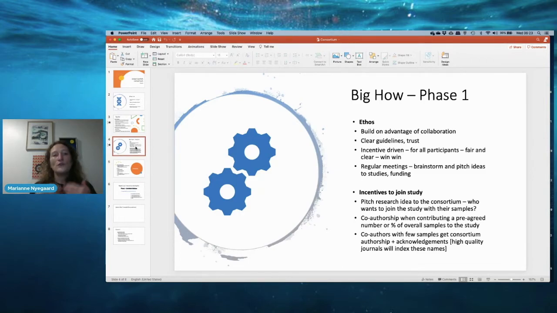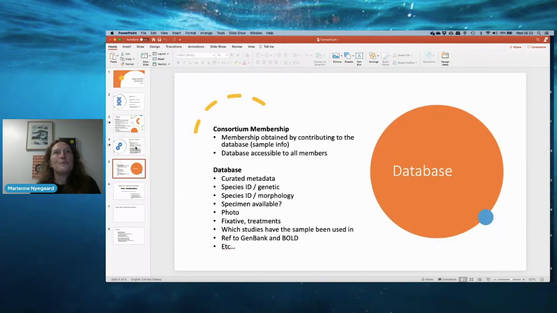Of course, if you join and have enough samples, there's a co-authorship in there. If you only have one or two samples, you could get a consortium authorship and an acknowledgement, basically. So that's how I thought it could work. To become a member, you would simply send information to this database, and this would be available to all consortium members.